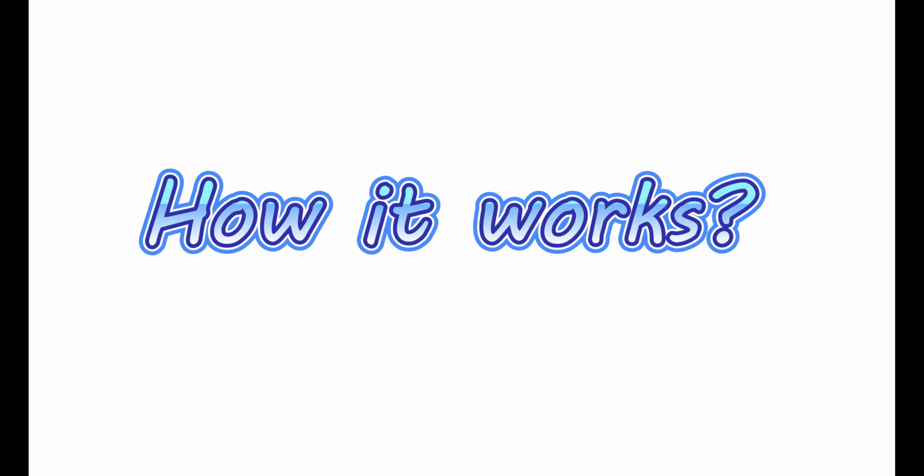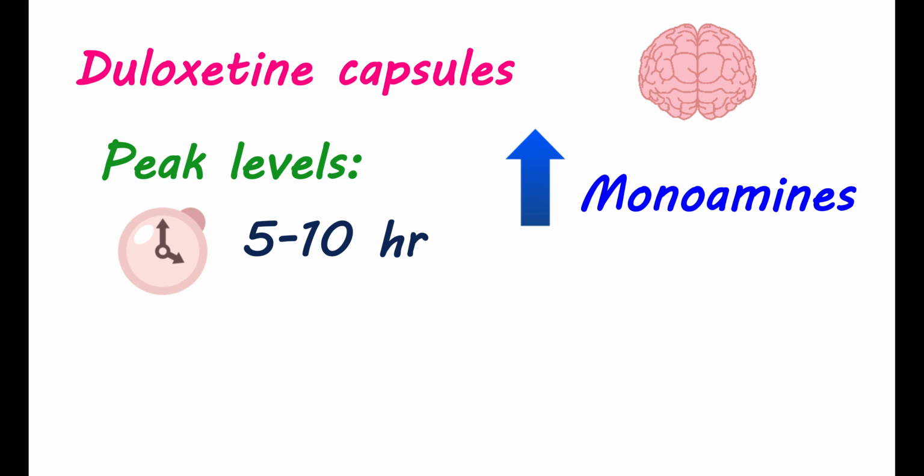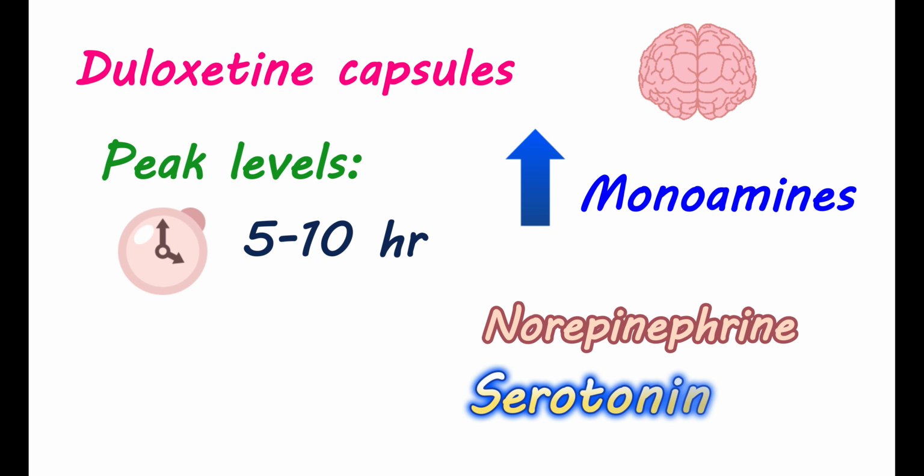Similarly, for treating depression, the target dose is 60 milligrams per day. However, the dose may be increased based on the response with a maximum dose of 120 milligrams per day. How it works? Once you take duloxetine capsules, they can reach their peak levels within 5 to 10 hours. Its main site of action is on your brain, and it is rapidly distributed. Duloxetine works by elevating the levels of a few monoamines in your brain. It can increase the levels of chemical mediators like norepinephrine and serotonin.